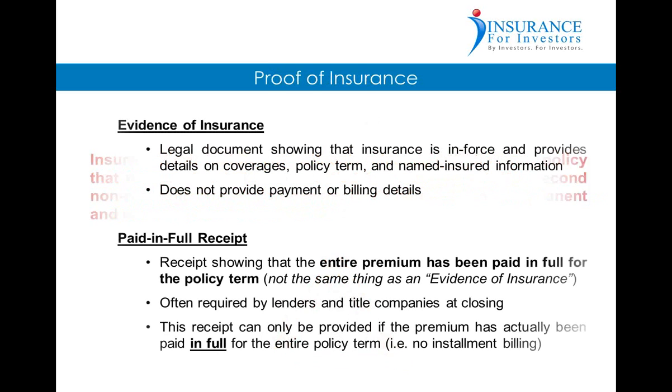insurance premiums. Now, there are 2 types of proof of insurance that are often asked for. The evidence of insurance. This is not the policy. This is a legal, formalized document showing that the insurance is actually in force at the time the document is issued, and it provides some details on coverages, the policy term, and named insured information. How much insurance there is, when it went in force, when it expires, and who the policy owner is. It does not provide payment or billing details.